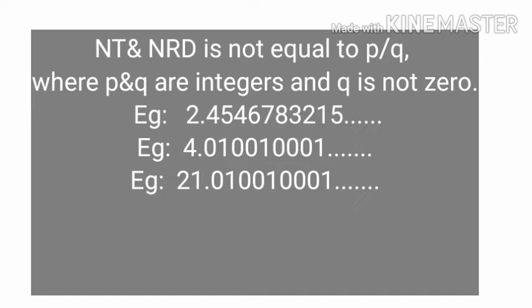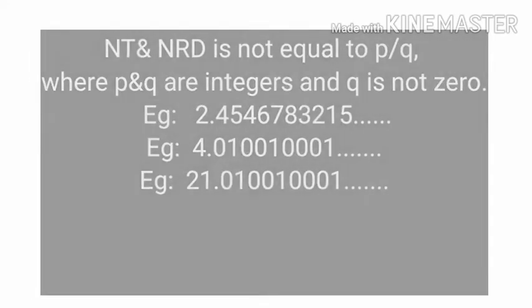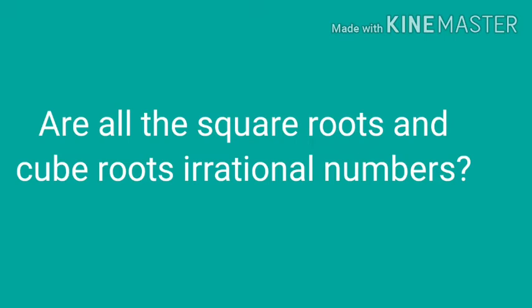So, now we knew why terminating decimals are rational numbers, non-terminating and repeating decimals are rational numbers, and why non-terminating and non-recurring decimals are irrational numbers. Okay? Now, let us see whether all the square roots and all the cube roots are irrational numbers or not.